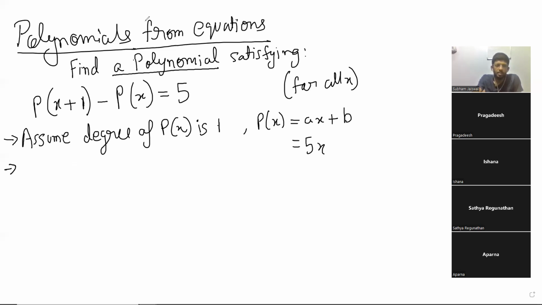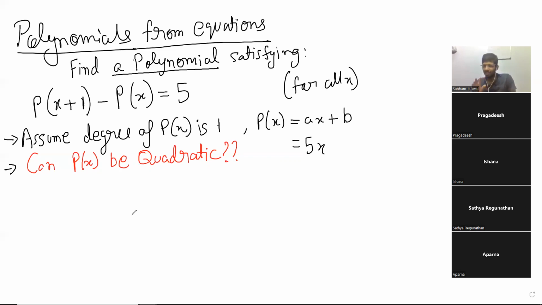But the more interesting question, maybe, to get a feel for these things: if the difference is a constant, can P of x be quadratic? Can P of x be degree 2? Is it possible? That's the next question. Because if P of x is degree 1, then it's done. Now, if P of x is degree 2, we feel it should not be possible. But anyways, try and see if P of x can be.